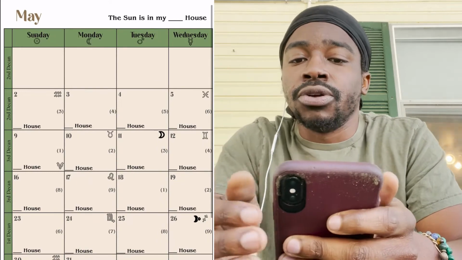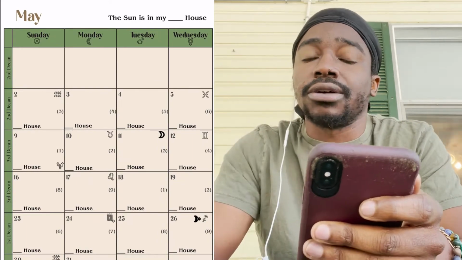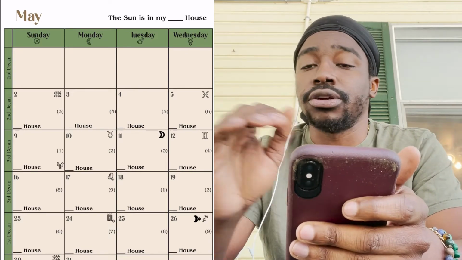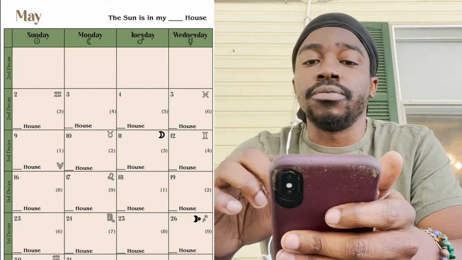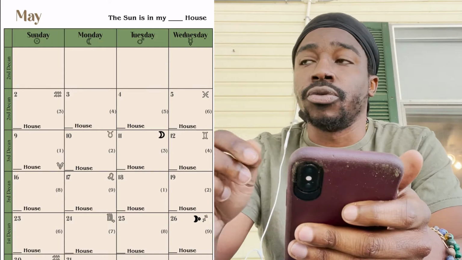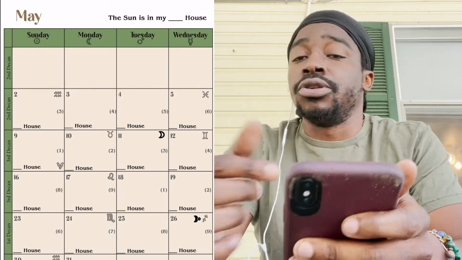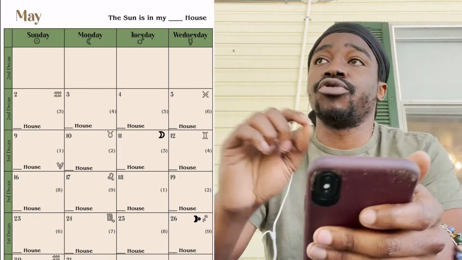At the top, it says the sun is in my blank house. So the first line is basically to keep track of where the sun is throughout your transit. When the sun is going through Taurus or when it's going through Aries, because it transitions, this is just a space you can utilize to keep track of where your sun is.